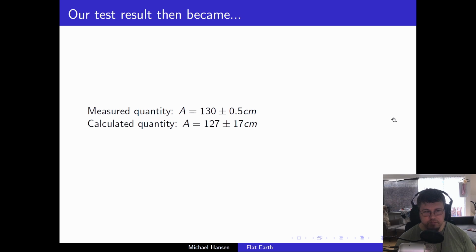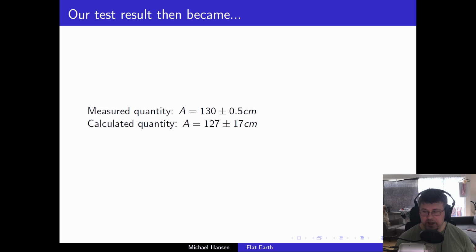So now we can compare these numbers. Our measured value is 130 centimeters plus minus half a centimeter. Our calculated quantity is 127, but plus minus 17 centimeters. So when you apply uncertainties, you actually see that these numbers are reasonable and comparable. They work, it works out.